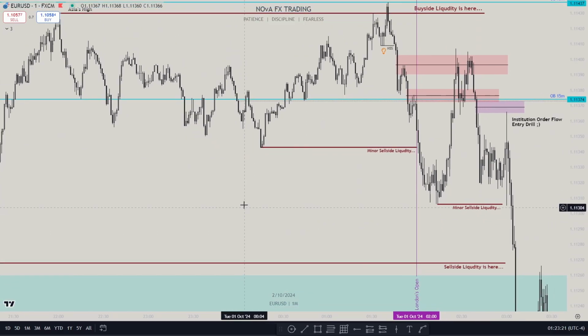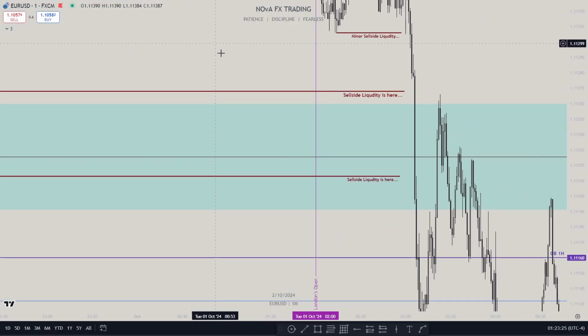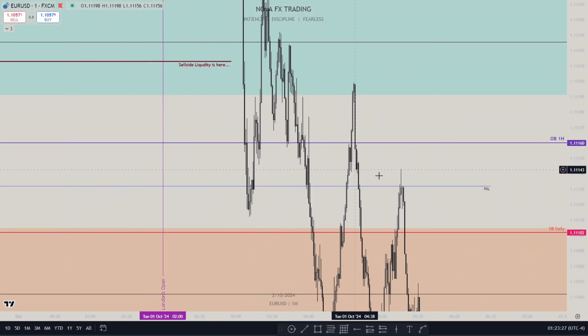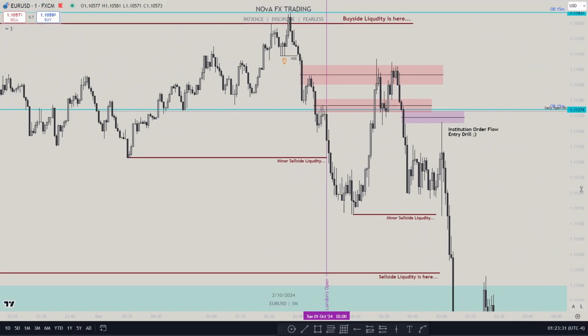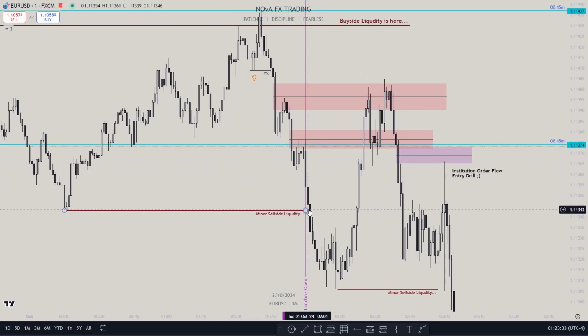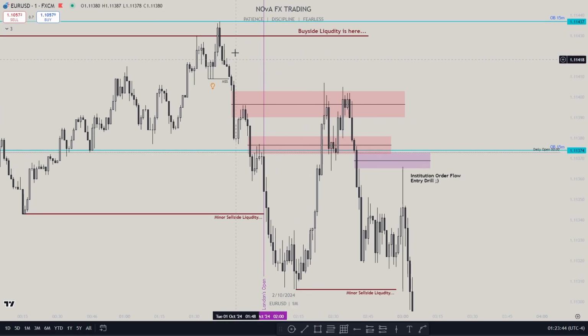Our main draw on liquidity is this one though, the sell side liquidity over here, which is Asia's low and also the previous day low, which is right here. This is the blue line. I just put this here. All right, so we can see that price went down here to the minor sell side liquidity, and from here the London session starts.